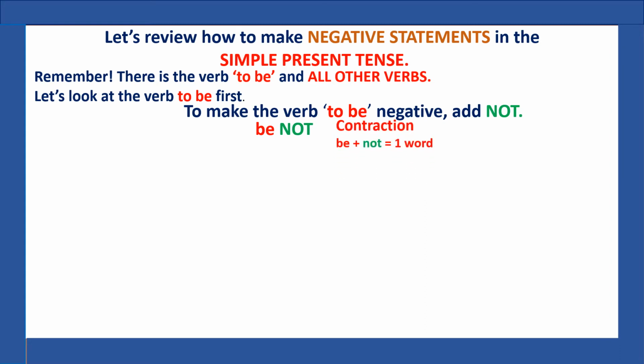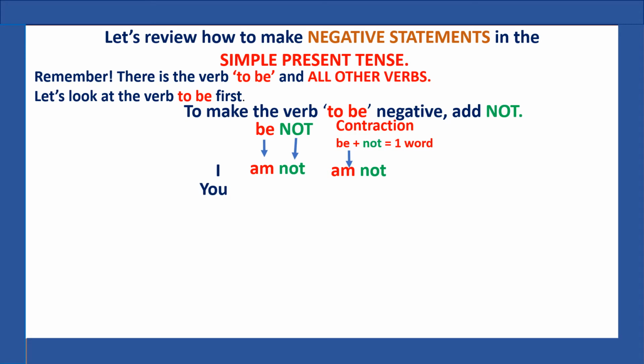But sometimes when we speak and we write, very often, we put be and not together and we make one word, and that is called a contraction. And remember, with the verb to be, it changes with every subject. So let's take a look with the subject I. What do we say with I? That's right, am not. And there's no contraction with am not, so we say I am not.